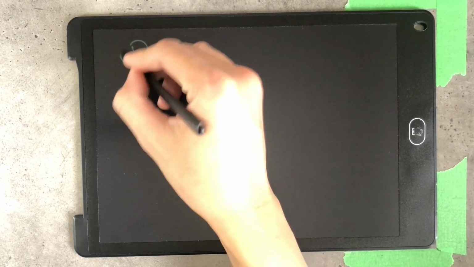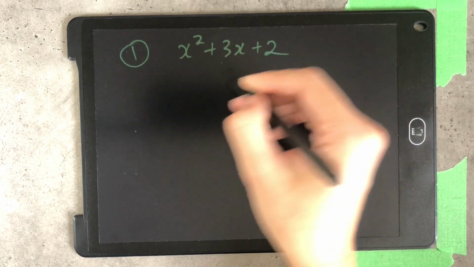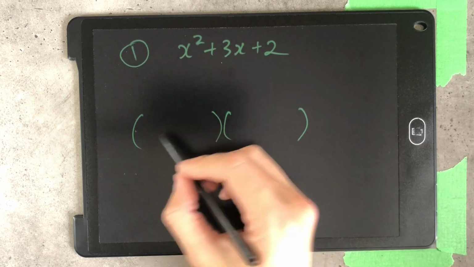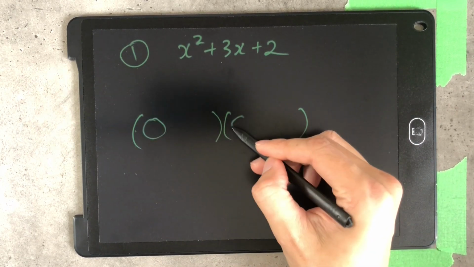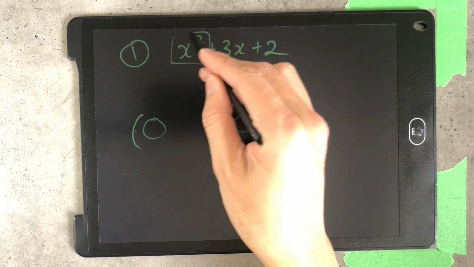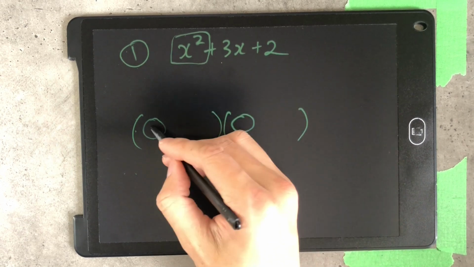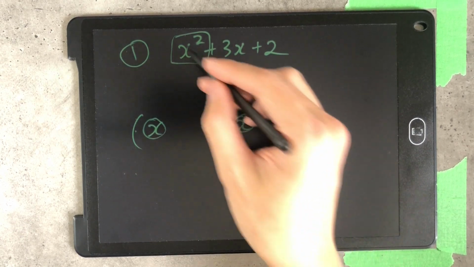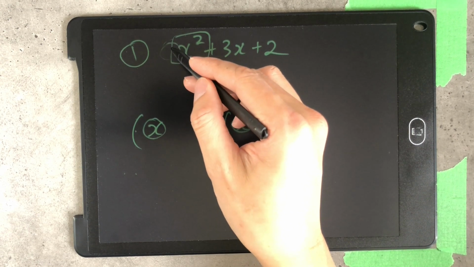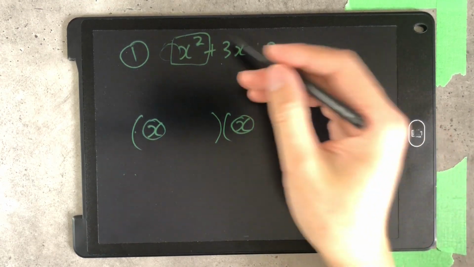First, we have x squared plus 3x plus 2. And how we're going to do it, we're going to form 2 big brackets, or pairs of brackets. The first term of each bracket comes from the first term of the trinomial. So you have x squared, that means each of them must be an x, unless we have a number that is not a 1 here. So if this is a 3, then we have to look at all the factors. So we'll do that later.